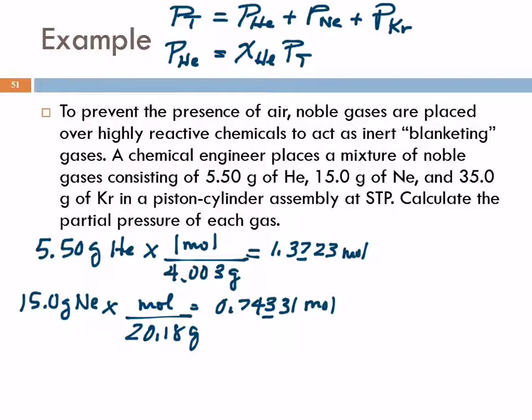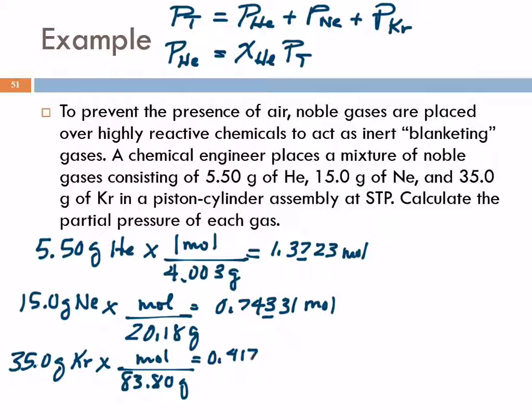And then my last gas is krypton. 35 grams of krypton, 83.80 grams per mole. So 35 divided by 83.8 is 0.41766 moles.